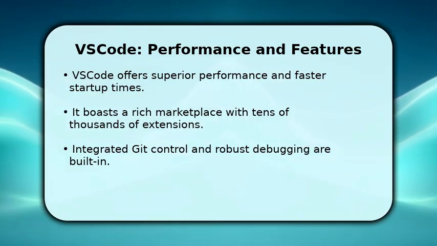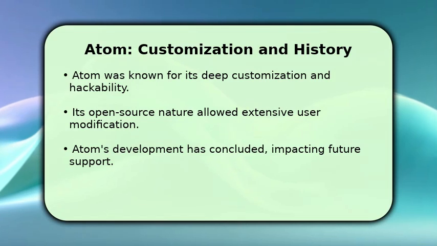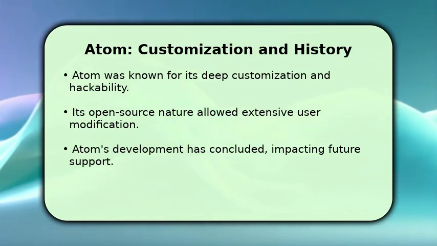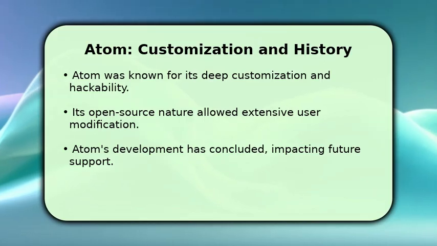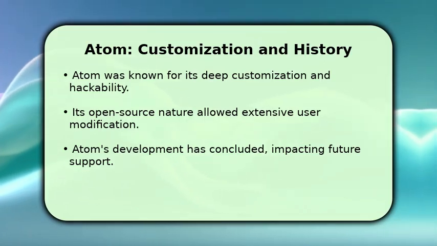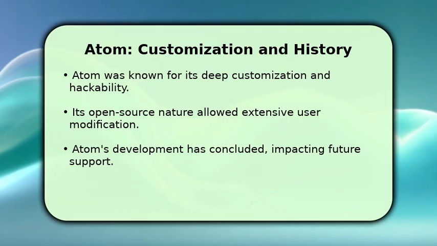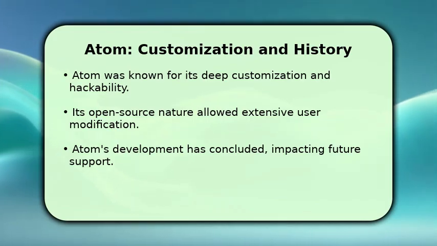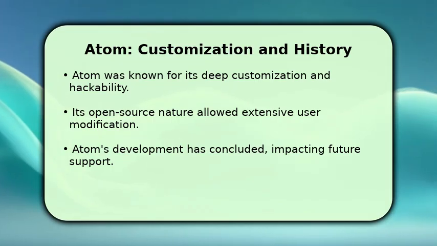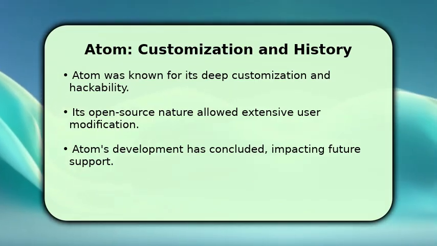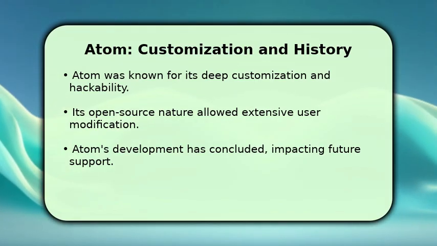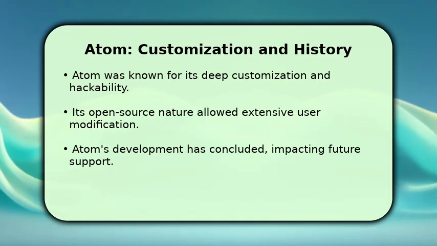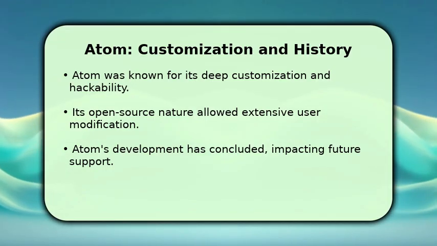for nearly any project. Atom, also built on Electron, was once celebrated as the hackable text editor due to its unparalleled customization options. Its open-source foundation empowered developers to deeply modify its core, creating a truly personalized environment. However, a significant factor to consider is that active development for Atom has ceased. This means no new features or official updates, which can be a critical limitation for long-term projects and security.